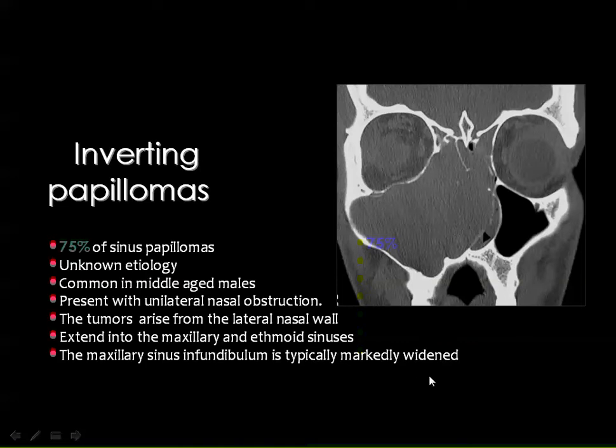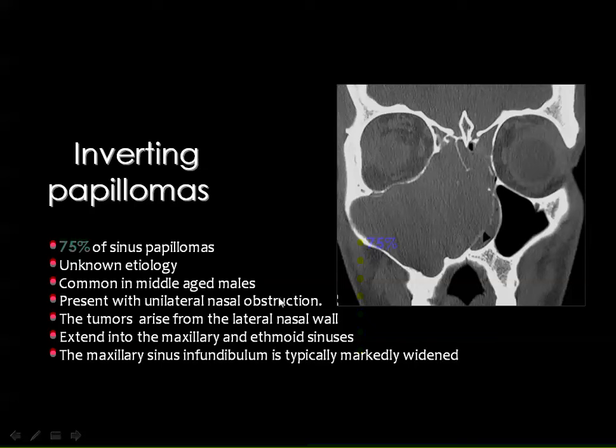Then we came to a benign lesion which is known as inverted papilloma. Inverted papilloma is a lesion arising inside the nose, and it can extend into the maxillary sinus as well as the ethmoidal air cells. This papilloma represents about 70 to 75% of paranasal sinus papillomas. It is of unknown etiology.